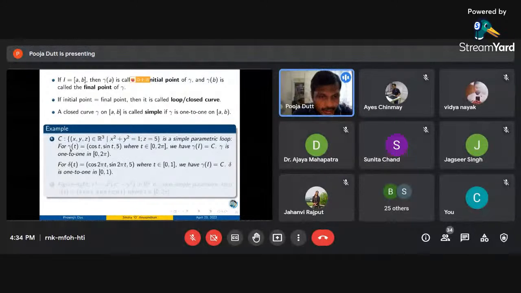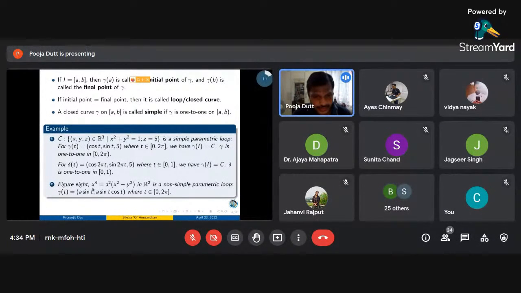Now the same curve is represented by both gamma t as well as this delta t, where delta t is cos 2 pi t, sin 2 pi t, 5, where t is running between 0 to 1. So it is very much clear that a single curve can have more than one parameterization. So automatically the question comes in: how many parameterizations are possible for a given parameterized curve? We'll come to that one.